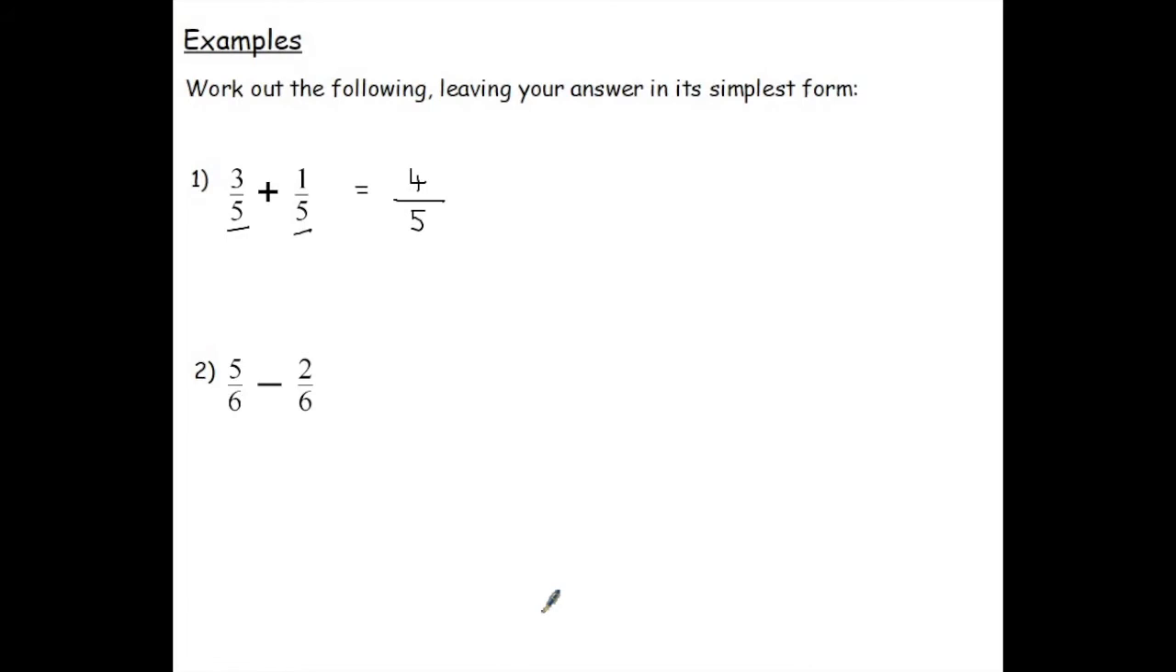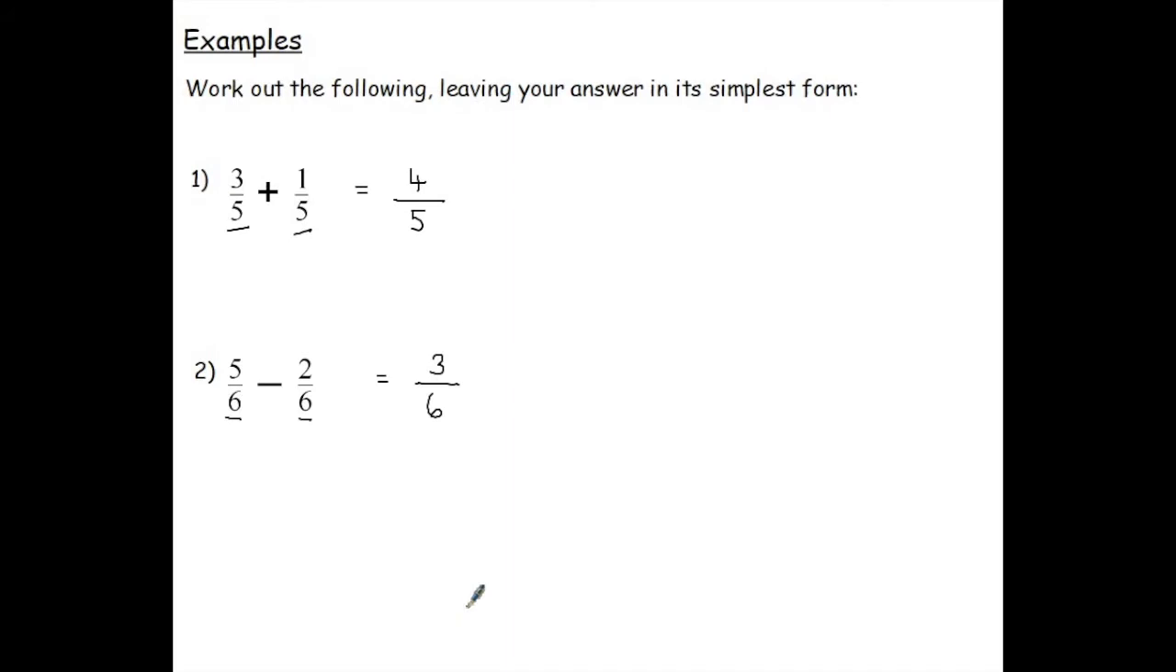Second one, 5/6 take away 2/6. So again, looking at our denominators, the denominators are both the same. So you can add or subtract straight away. On this question, we've got take away. So you want to do 5 take away 2 to give us 3. Keep the denominator the same. So 5 take away 2 is 3. The 6 stays on the bottom.